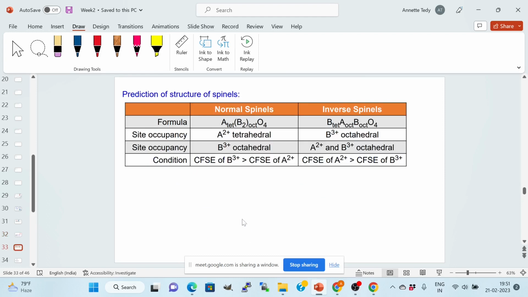So how to find out which is normal, which is inverse? That is based on the CFSE. This is the normal spinel's formula, and for having a normal spinel, the CFSE of B3+ should be greater than the CFSE of A2+. Then it will be normal spinel. The inverse spinel will be when the CFSE of A2+ is greater than the CFSE of B3+. So essentially, whenever the CFSE is high, that metal will occupy the octahedral site. If it is B3+, it will be normal spinel. If it is A2+, then it will be inverse spinel. Is it clear?